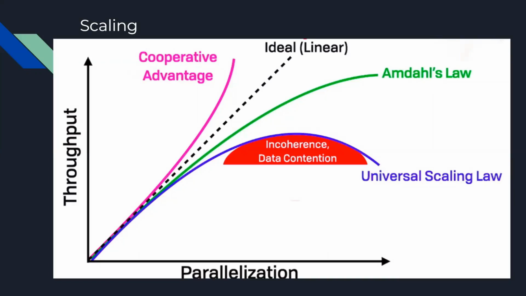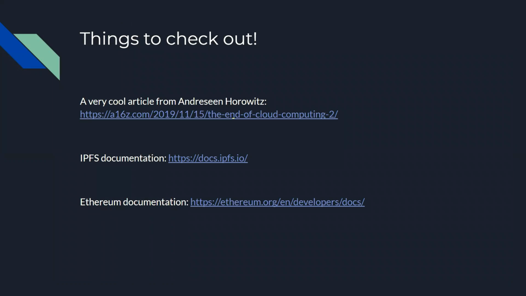There's also something else called IPFS, which is a distributed file system. That's where most of these decentralized apps, the front ends, are hosted. As more users increase, the better the throughput and the better the output for your decentralized app. These are some cool things to look at, and that's the end of my presentation.